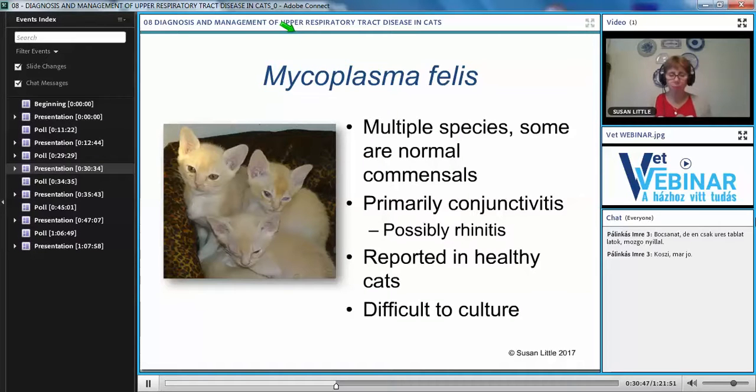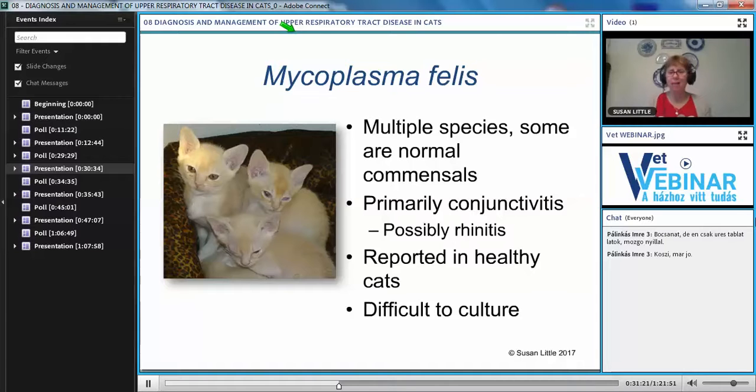There are lots of mycoplasma species in cats. The one that we're concerned about in this context is Mycoplasma felis. A lot of mycoplasma species are normal inhabitants of the feline respiratory tract, and so we certainly do see patients that are infected but don't have clinical signs. Why some cats get clinical signs and others don't, we don't really know. This will primarily cause conjunctivitis, maybe mild sneezing and rhinitis.